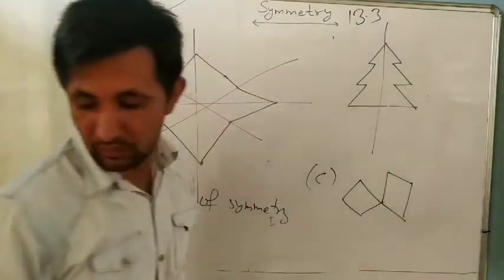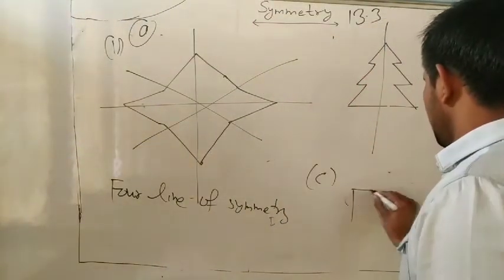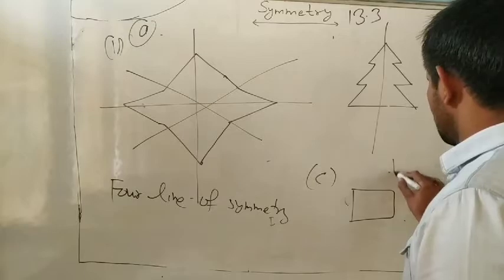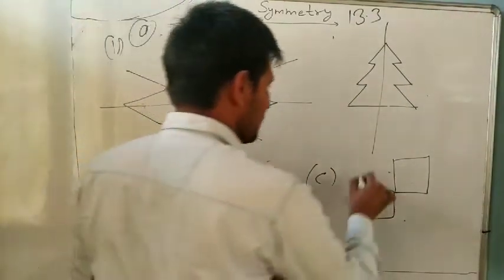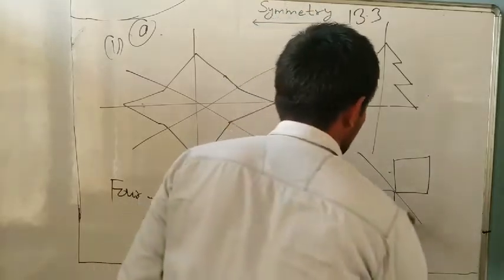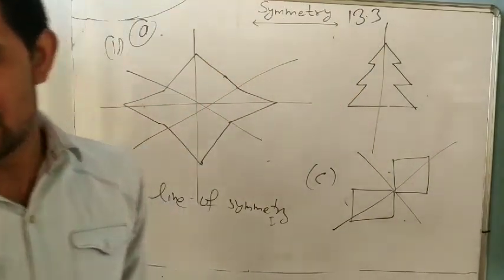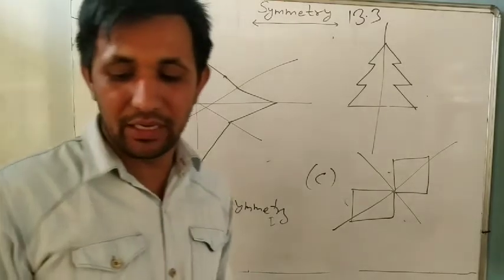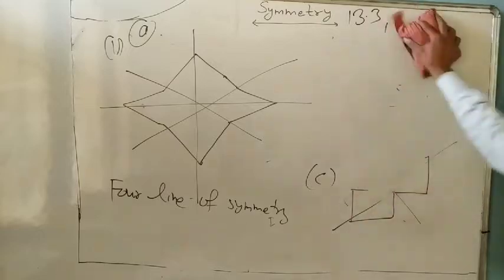In this figure, how many lines of symmetry? One when we fold it, and the second is this one. So there are 2 lines of symmetry. Same as this, you can do it yourself for the D, E and F parts also. Find the lines of symmetry.